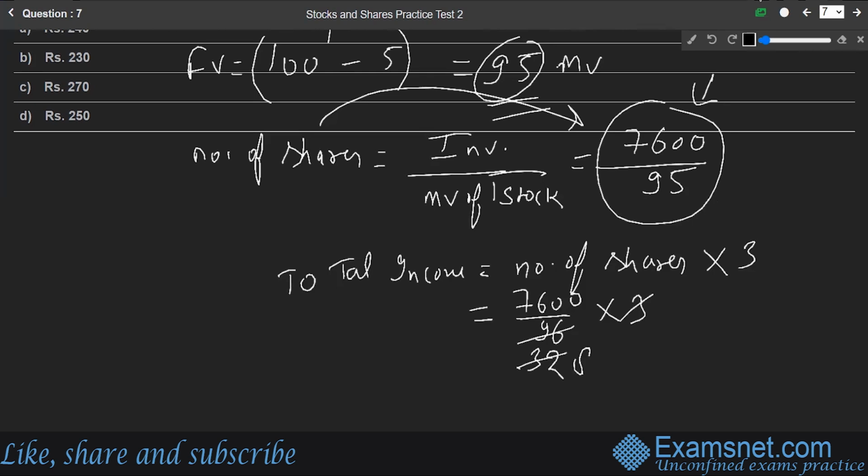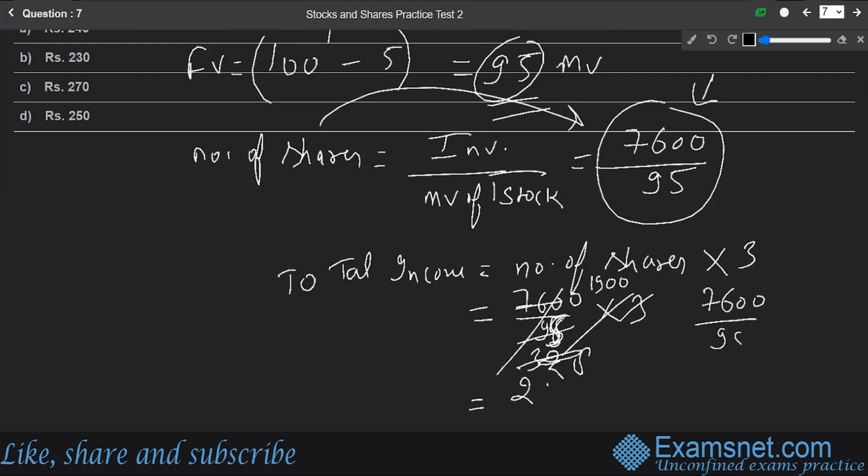So we cut them, 4 8s are 32, and we cut 7600 divided by 4. So this is equal to 1900 over 8. 1900 by 8, if we divide, that value is coming out to be precisely 240. This was 95, not 96. This was 95. Let us do it once again.